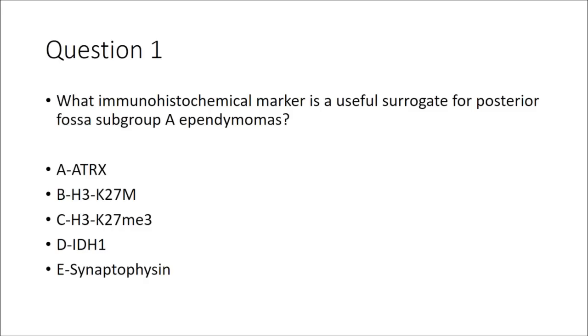All right, so these are the cases. And as in other sessions, I will now proceed with some questions to review some of the key features that we have discussed. Question number one: what immunohistochemical marker is a useful surrogate for posterior fossa subgroup A ependymomas? Again, this is the subgroup that is associated with a worse prognosis. A is ATRX, B is H3K27M, C is H3K27 trimethylation, D is IDH1, or E is synaptophysin.